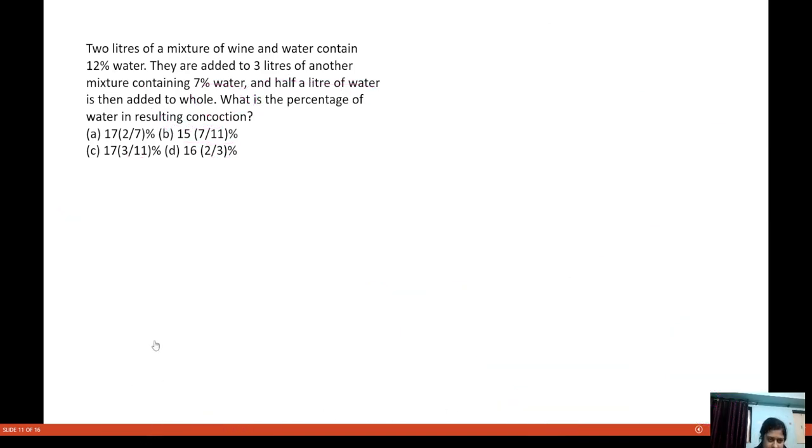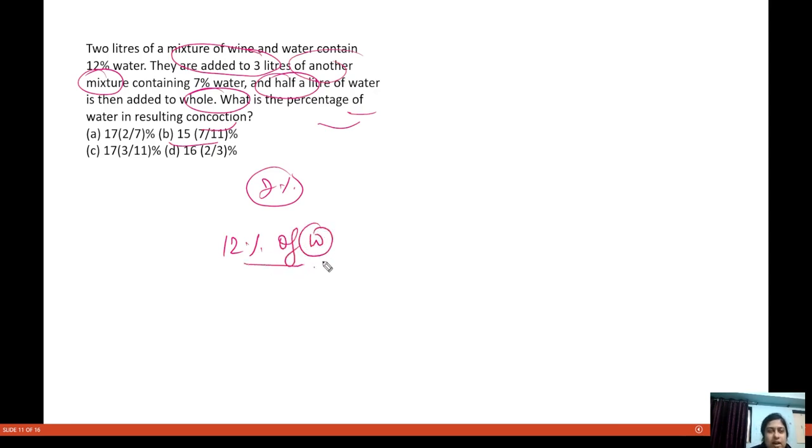So let us understand once more what this question was asking. It was asking: 2 liters of mixture of wine and water contains 12% of water. They're added to 3 liters of another mixture containing 7% water, and half a liter of water is then added to the whole. What is the percentage of water in the resulting concoction? So we are having this 12% of water, and when we are having 12% of water in 2 liters, that means it is 0.25 liter of water.